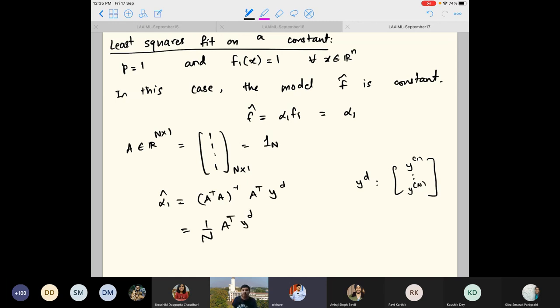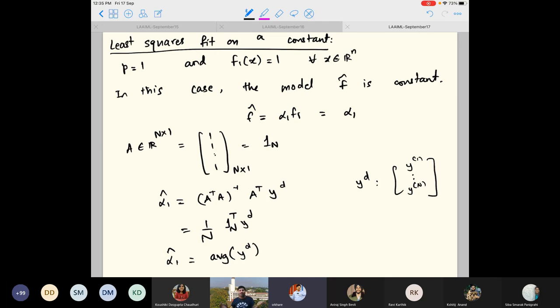So what is A transpose YD now? If you allow me, I can write down this A transpose as 1 capital N transpose. So what is 1 capital N transpose YD going to do? It gives the summation of all values in YD, right? So do you all agree that this is actually equal to the average of the vector YD? Alpha 1 hat is actually the average of the vector YD. Is that okay? Yes, sir.